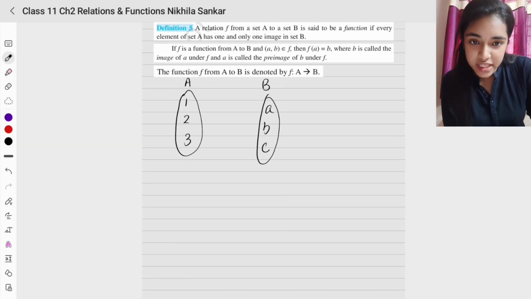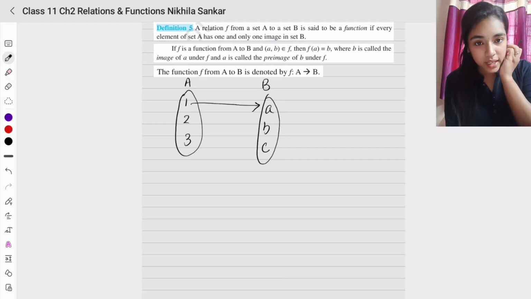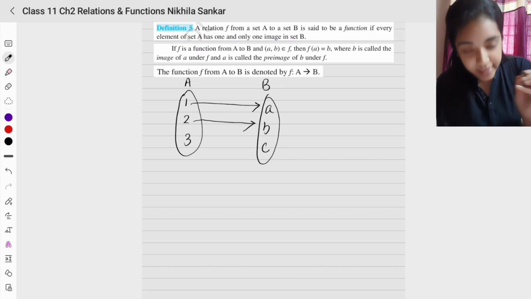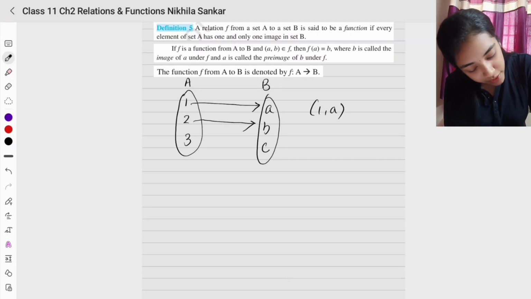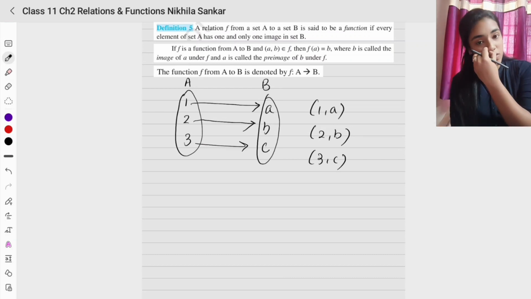So what is the function? First, the relation. When we see what the relation is, if you put an arrow mark, we say that 1 and A are related. When you put an arrow mark like this, you say that 2 and B are related. Correct? So your ordered pairs are going to be (1, A), (2, B), and for example, if this is the case, (3, C). So these are all going to be your relations.